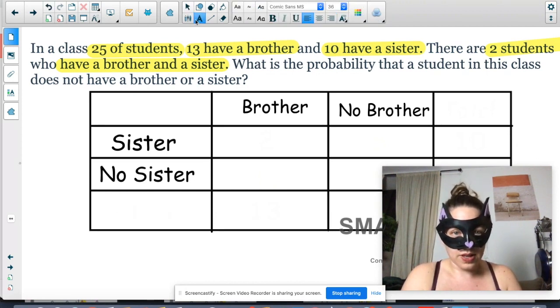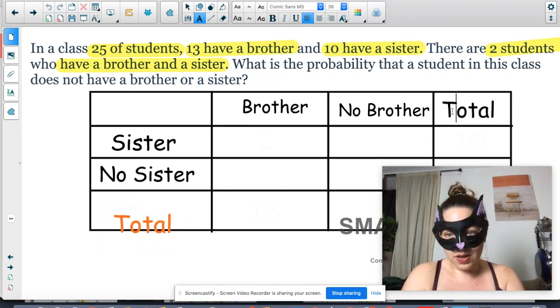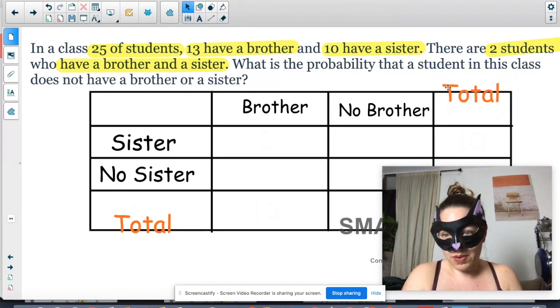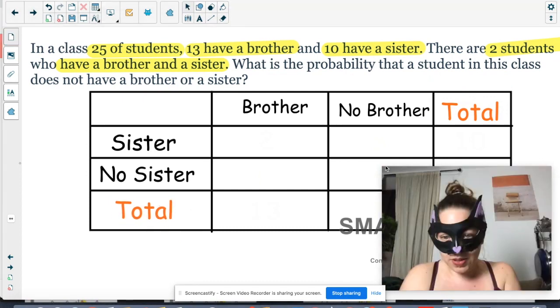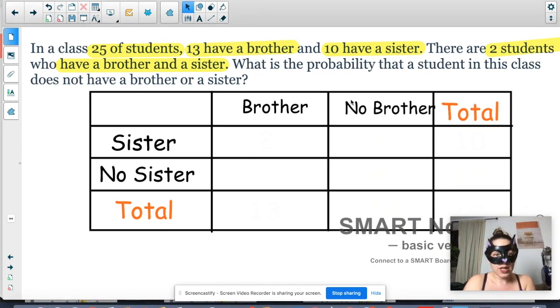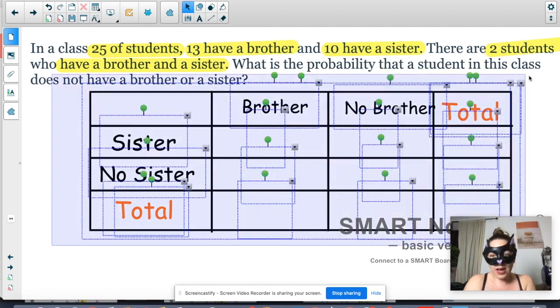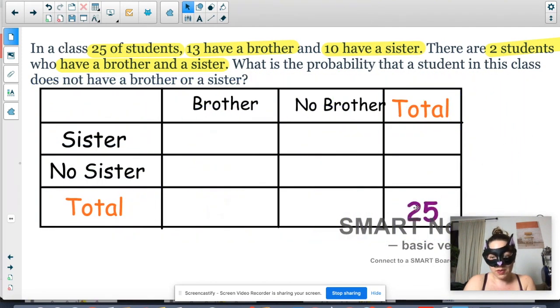So apparently it doesn't like that, total. I'm going to write right here. I don't know what's happening with that, but I'm not going to stress. Perfect. Okay, so I'm going to make myself a little bit smaller. And we know that the total number of students altogether is 25. So that goes in my bottom right corner. That 25 is everyone together.